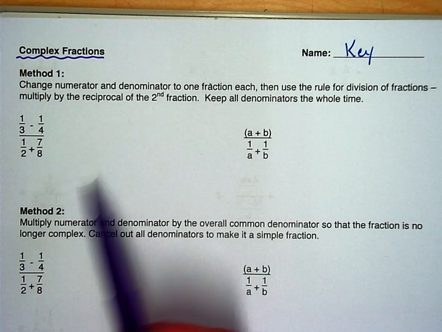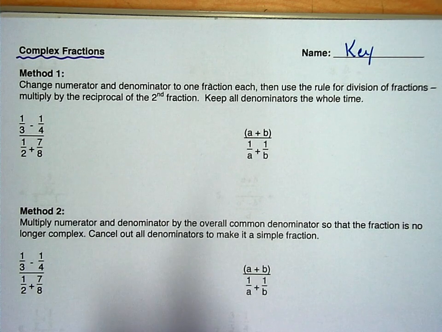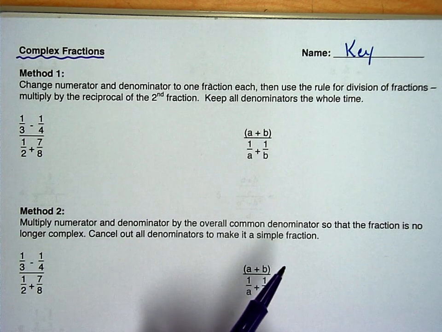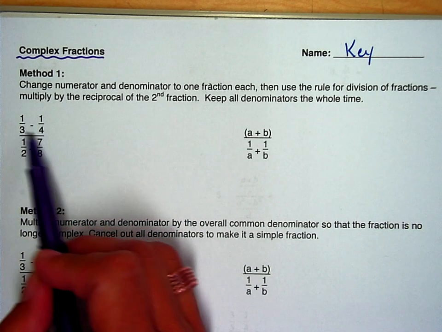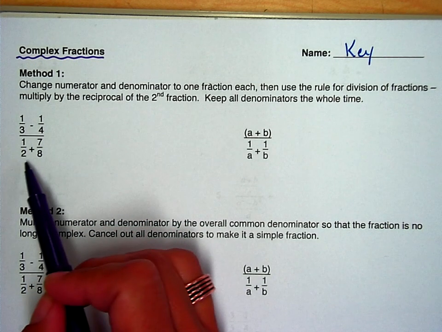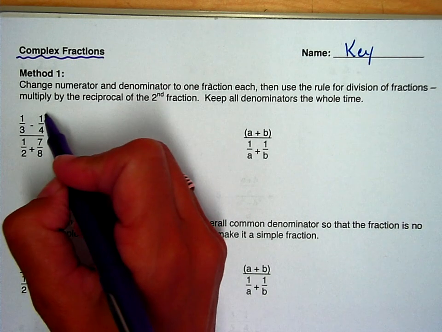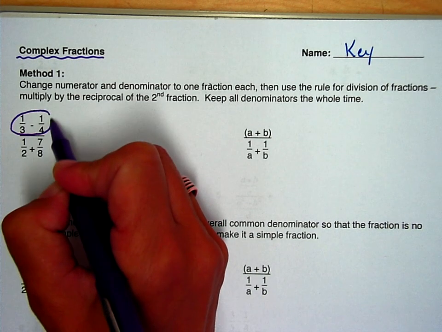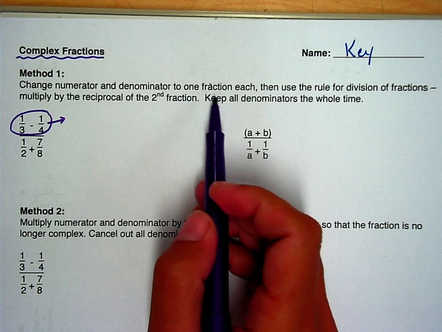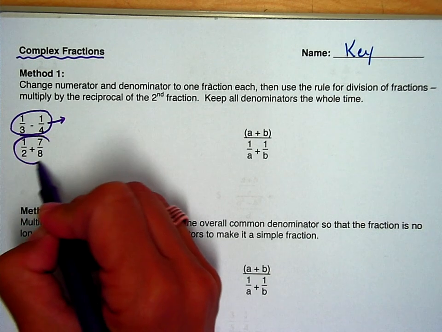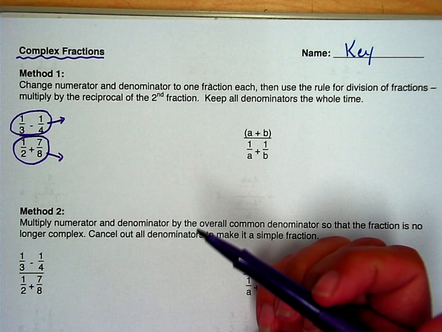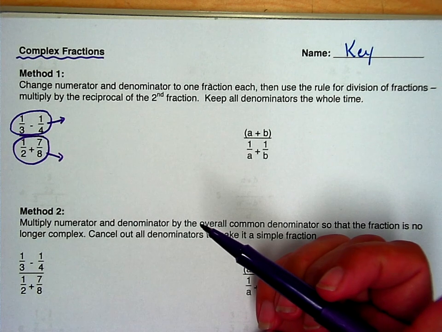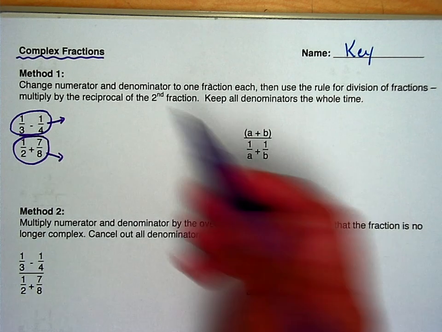So for this first one, method 1, this is kind of like the old school way to do it. It's probably the way you first learned how to do these a long, long time ago, which is just you've got fractions in the top and fractions in the bottom. So what we'll do is we'll first get a common denominator here to change the numerator to one fraction. Then we'll do the same thing with the denominator separately. And then we'll use the rule for division of fractions, which is multiply by the reciprocal of the second one. So let's first start here.